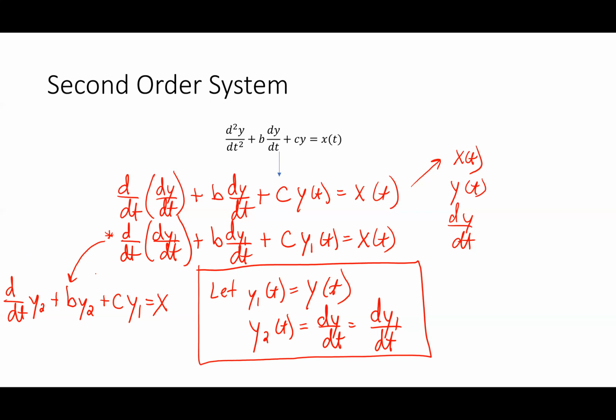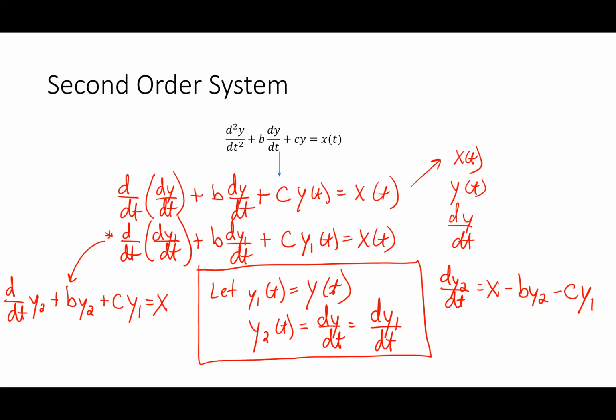Okay. All right. So what I'm going to do is rearrange that. And I'm going to say that I have dy2 by dt equals x minus b times y2 minus c times y1, like that. All I did was rearrange this expression, where I brought the b y2 and the c y1 to the other side.